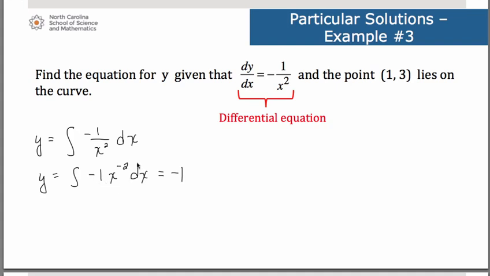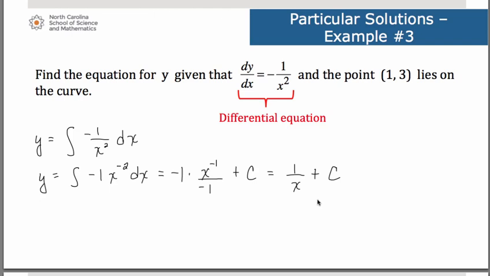We need to add 1 to the exponent and divide by it. So when we do that, we end up with x to the negative 1, then we're dividing by negative 1. So negative times negative is positive. You can leave it as x to the negative 1, or if you care to rewrite it as 1 over x, that is fine as well. So that is our general solution for our equation, 1 over x plus c.